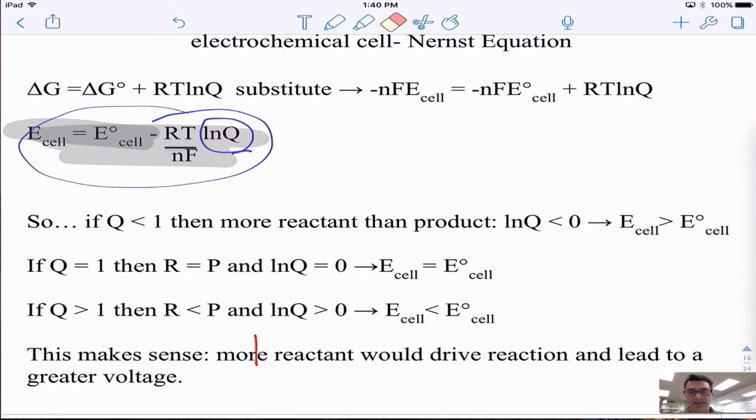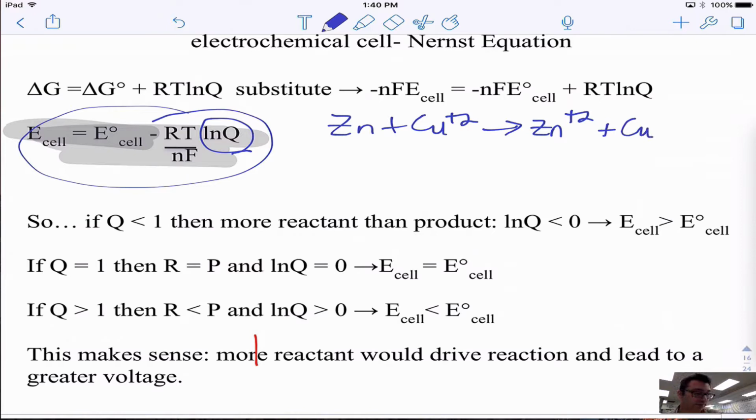Welcome everybody. So last time we spoke about electrochemical cells and the parts of an electrochemical cell and how to calculate voltage. Today what I want to start off with is, well, what happens if you don't have standard conditions? And so last time we dealt with an electrochemical cell that had zinc plus copper plus 2 ions yielded zinc plus 2 ions plus copper ion plus copper.